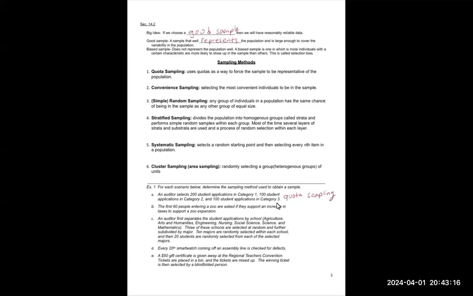The first 60 people entering a zoo are asked if they support an increase in taxes to support zoo expansion. So they're just sitting there waiting for these people to come to them. So this is convenience sampling. And they didn't make any effort to make sure that a certain group was covered, or do any of that. So just convenience.